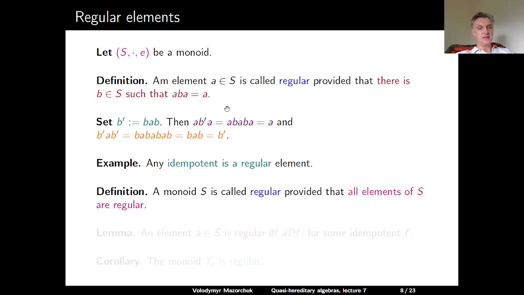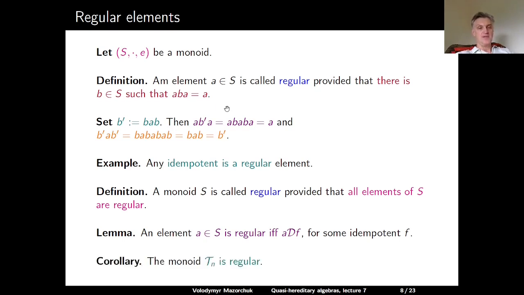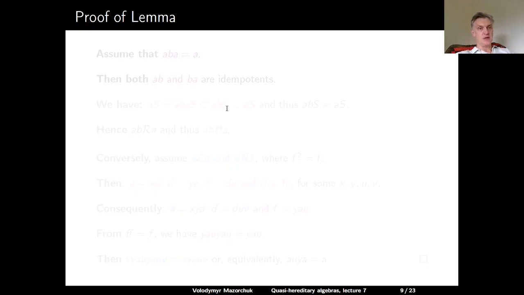Definition: a monoid S is called regular, provided that all elements of S are regular. And here is the main lemma which describes regular elements. An element A in S is regular if and only if it is D-equivalent to some idempotent F. Corollary: the monoid Tn is regular. As we saw, each J class of Tn contains an idempotent, which means by this lemma that Tn is indeed a regular monoid. So let us prove our lemma.